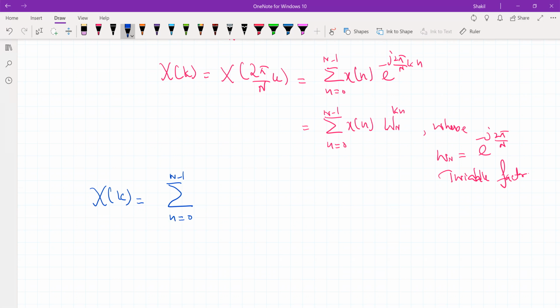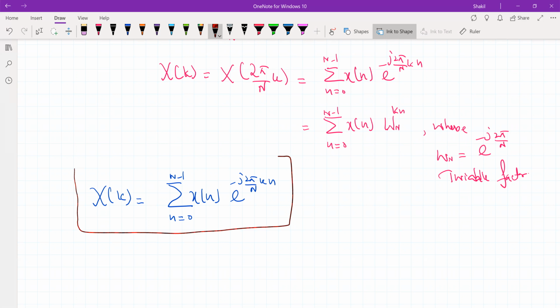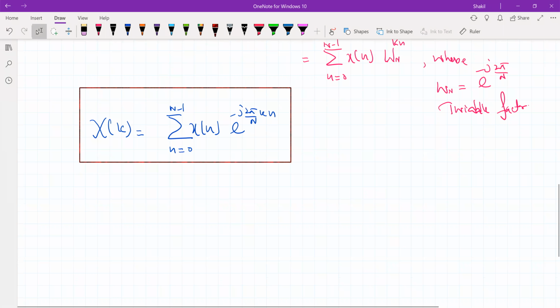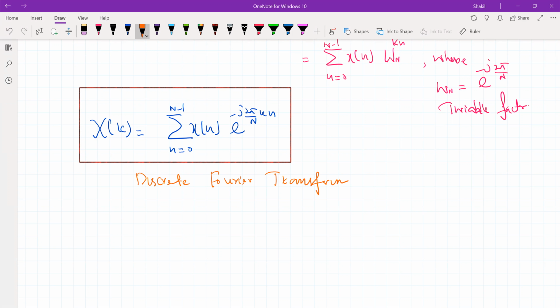Now, our sampled expression of the discrete time Fourier transform becomes X of k equal to summation n from 0 to N minus 1 of x of n e to the power of minus j 2 pi by N k n. So this is our expression of the discrete time Fourier transform, and this is the sampled version of that. This is referred to as the discrete Fourier transform, or in short DFT.